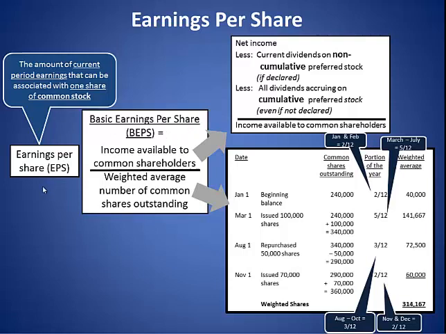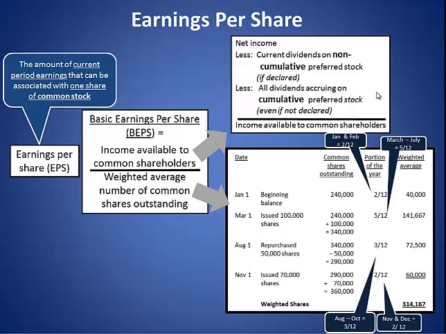And the way we calculate the basic earnings per share is we take the income that's available to the common shareholders and we divide it by the weighted average number of common shares outstanding. So let's take a look at the numerator first and how we calculate the income that's available to common shareholders. We start out with net income from the income statement. From that then, we're going to subtract any type of dividends that are paid on preferred stock.